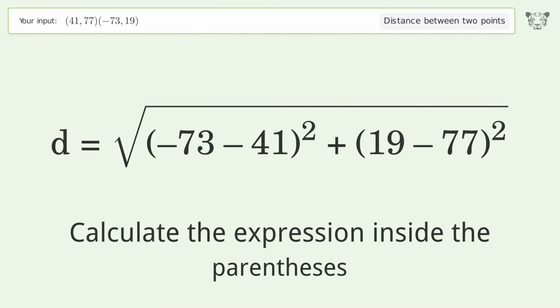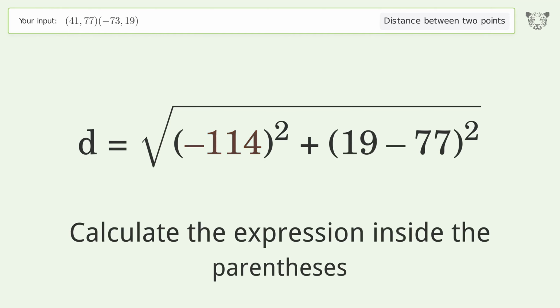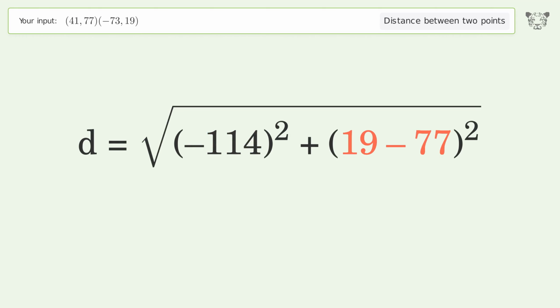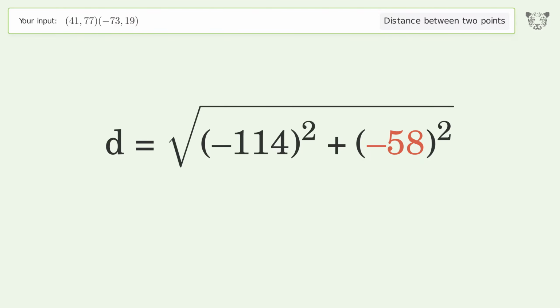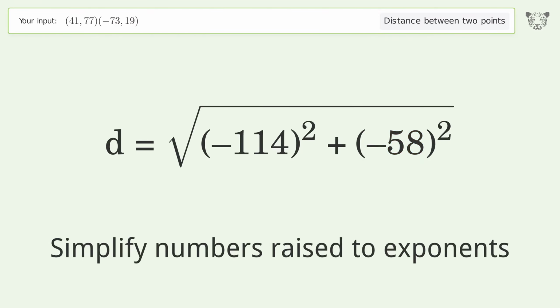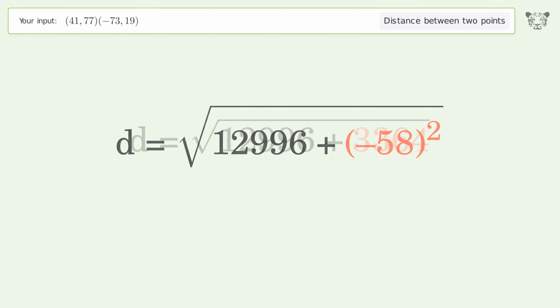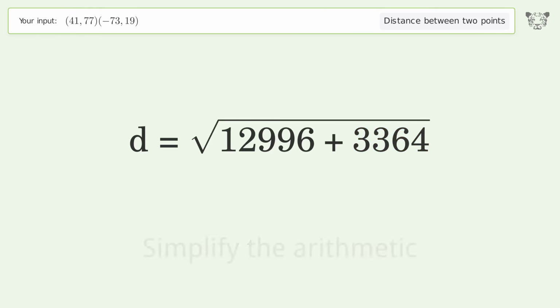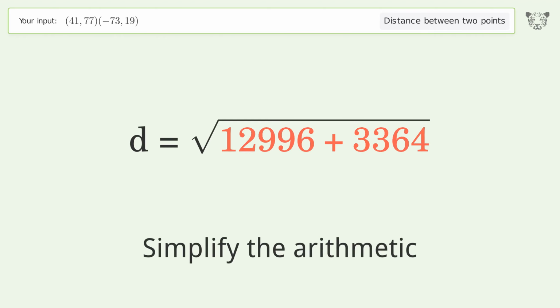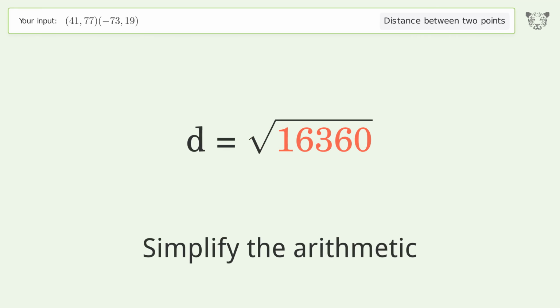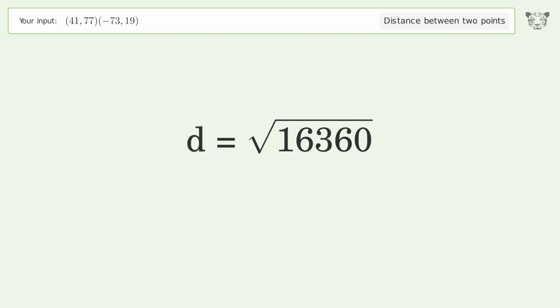Calculate the expression inside the parentheses. Simplify numbers raised to exponents. Simplify the arithmetic. And so the distance between the 2 points is the square root of 16,360, or 127.906.